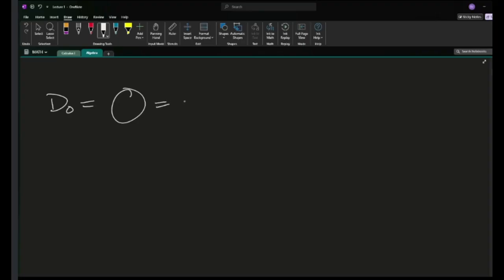Some people do actually note this. Yeah, Anders is actually right. Some people do note this as D infinity. I feel like it'll be a circle with the dots.